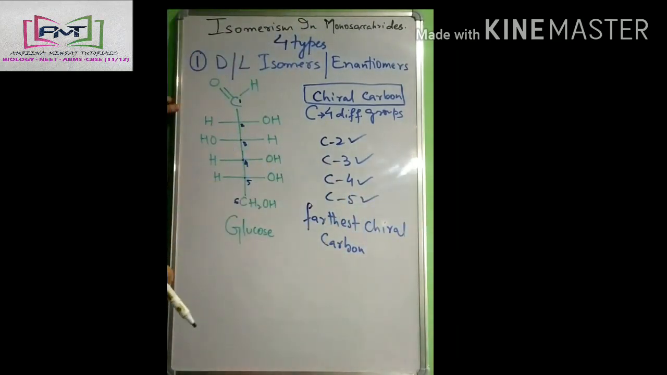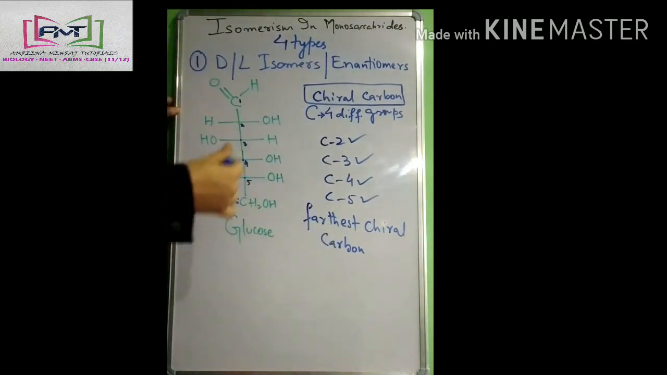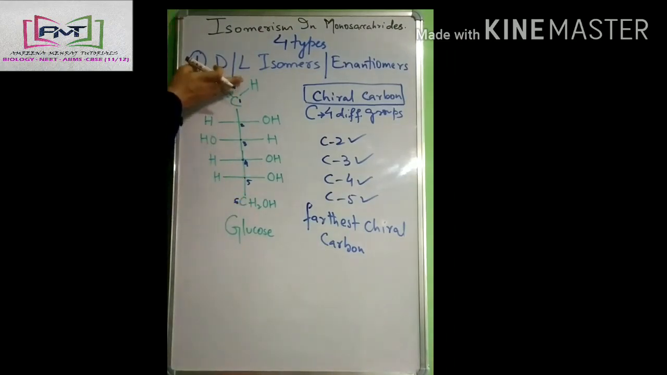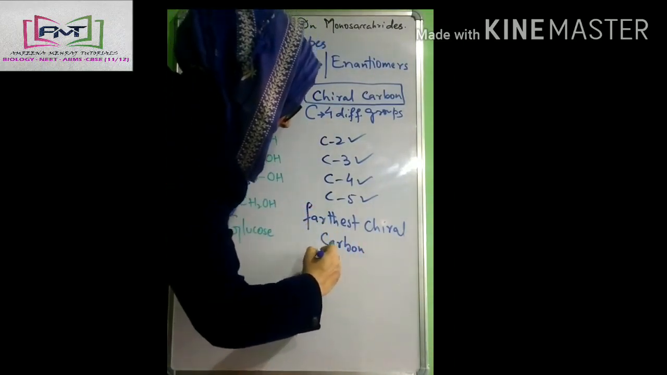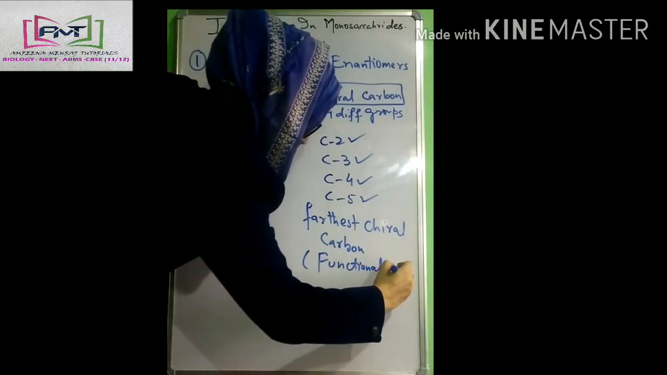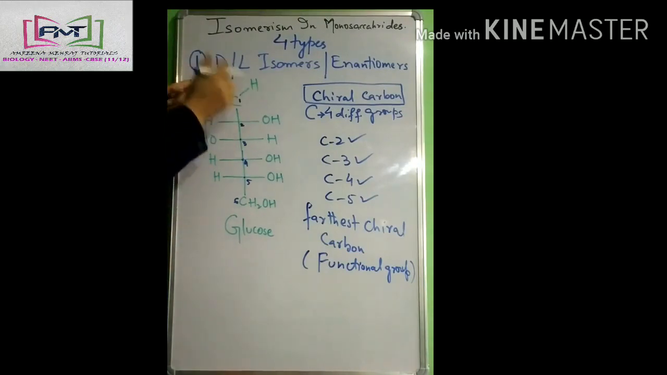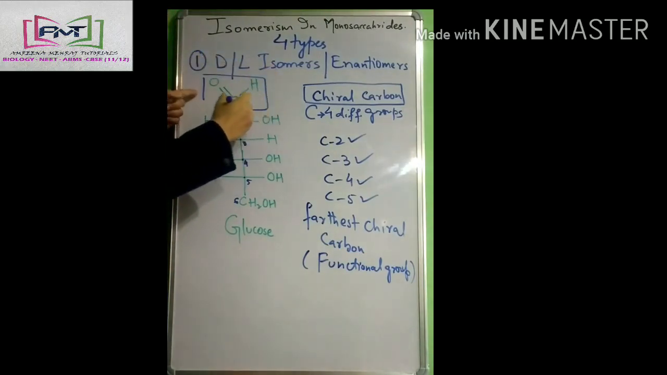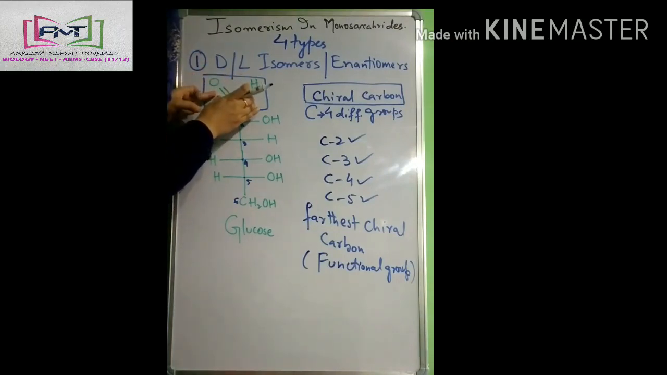Farthest chiral carbon. Now your question will be, ma'am, from which side we will look whether it's farther or not. Do we have to go farther from base or farther from top? No. You have to always go furthest from the functional group. So which is your functional group here? It's the aldehyde group. So look at the functional group.